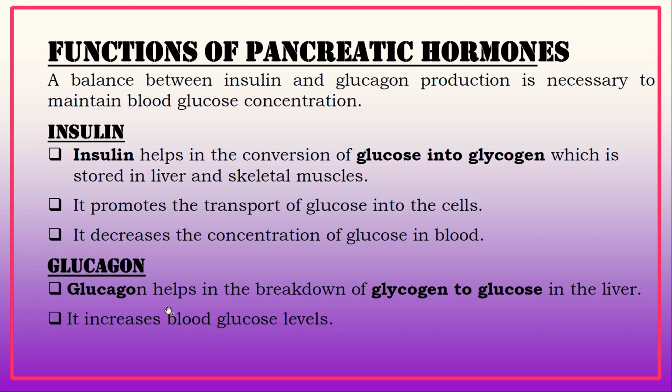Whereas glucagon helps in the breakdown of glycogen to glucose, the reverse process of insulin. So the glycogen which is stored in the liver will be broken down to form glucose by glucagon, and it increases the blood sugar level.